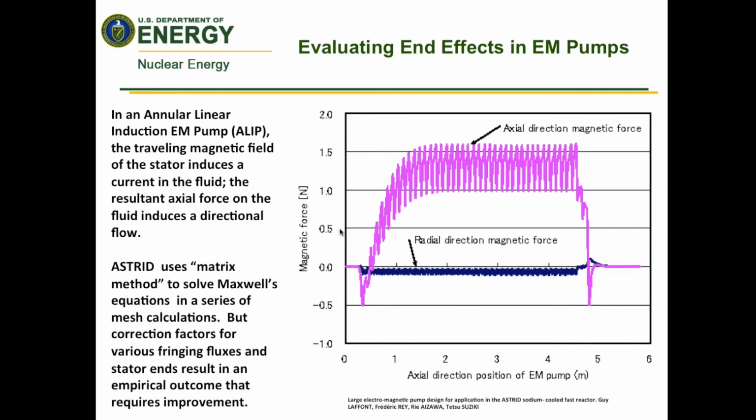In an annular electrical induction electromagnetic pump, the traveling magnetic field down the tube in the stator induces a current in the fluid. As you know, when you've got a conductor in the presence of a moving magnetic field, that'll set up a force, and the directional force makes flow occur into that pipe.